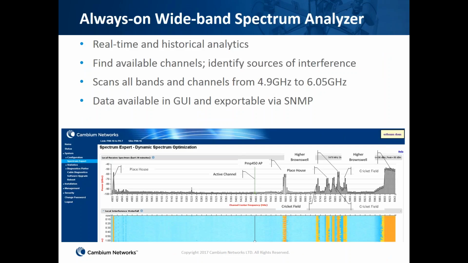So this would be a good example to illustrate the high level. Here you can see between 5.7 to 5.8, there's a lot of interference happening. If our radio is on that spectrum, it has the capability of moving to some other spectrum which has very little interference.